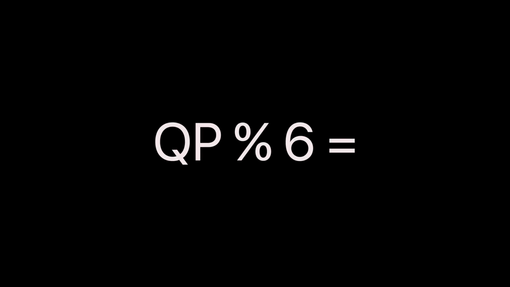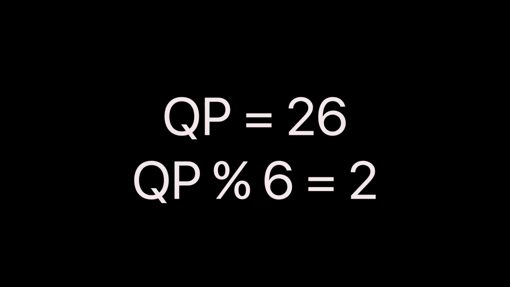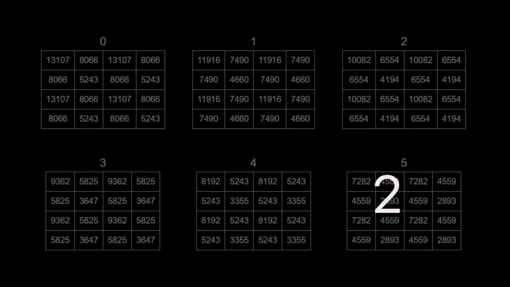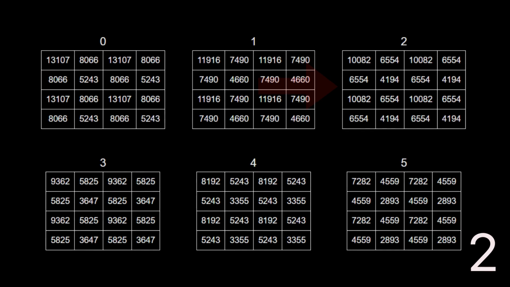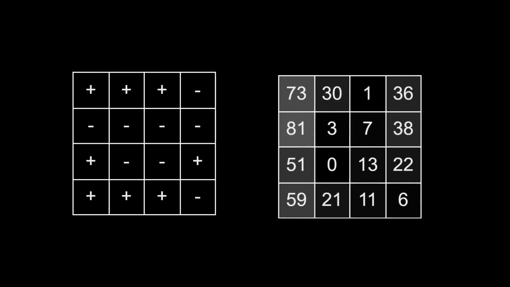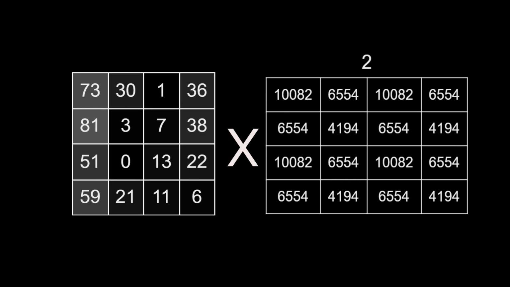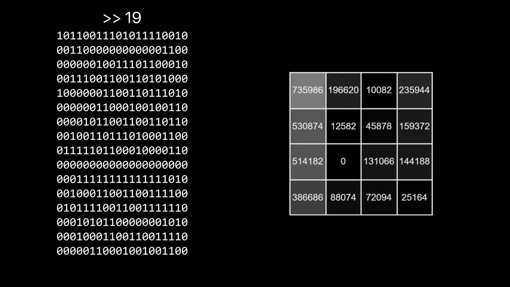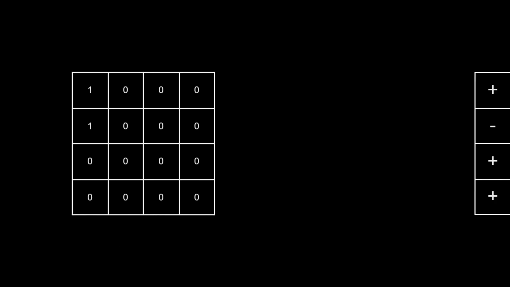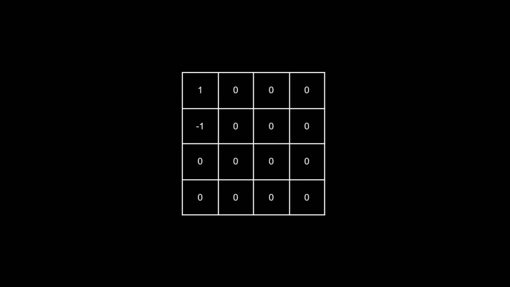First, find the remainder when QP is divided by 6, 2 for our example. Then, from these 6 multiplier tables, find the one which corresponds to the remainder. For each coefficient, start by finding the absolute value and multiplying it by the corresponding number on the multiplier table. Next, calculate the number of bits to shift right. Divide QP by 6, round down, then add 15. Perform the right shift. Finally, add back the original sign.